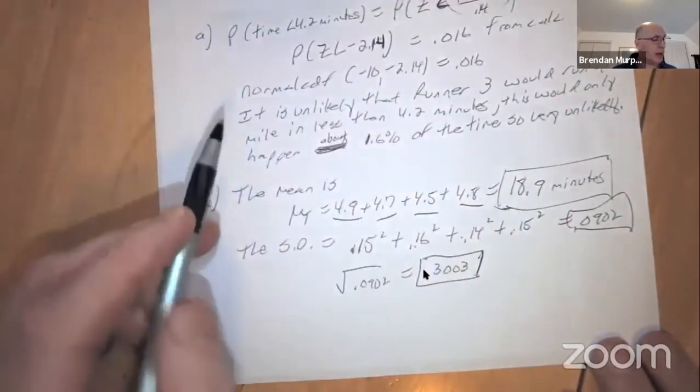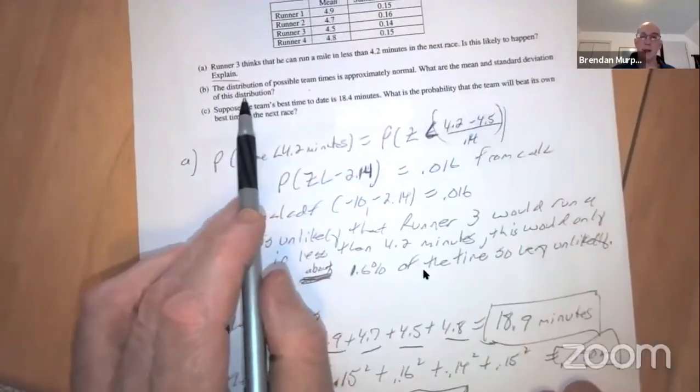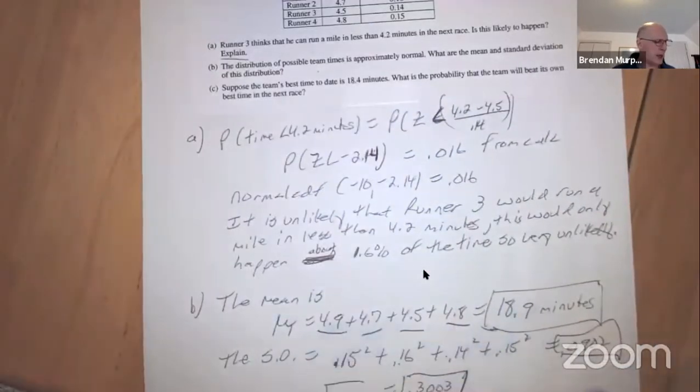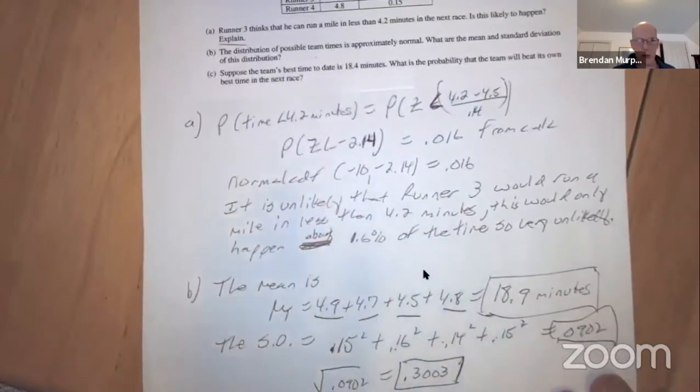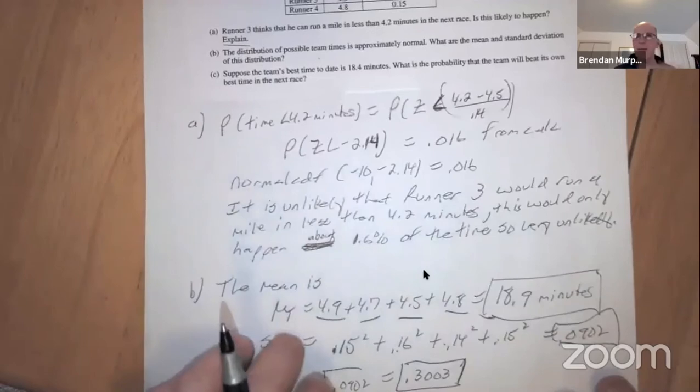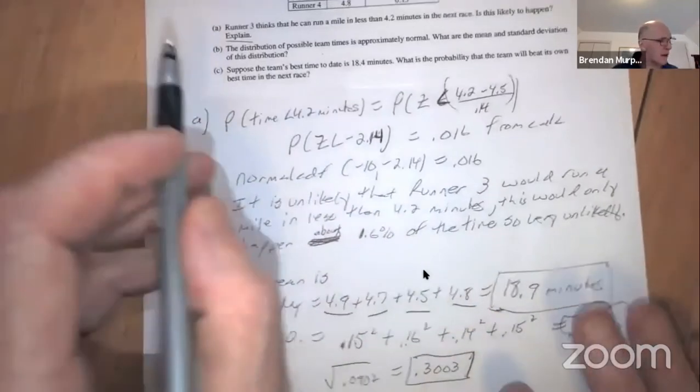So that's part B. What is the mean and standard deviation of this distribution? The mean would be 18.9 minutes. Standard deviation would be 0.3003 or 0.30 or something like that. Let me see if I can finish the last one real quick.